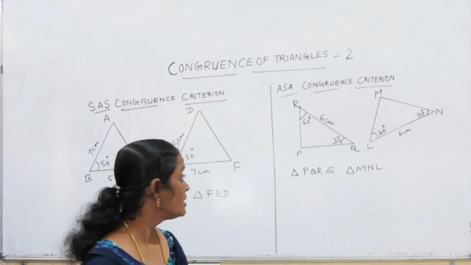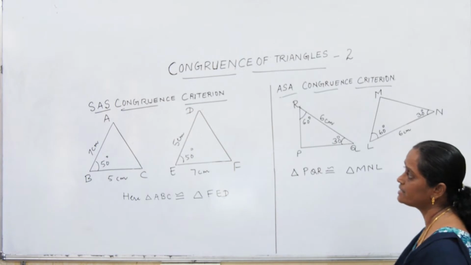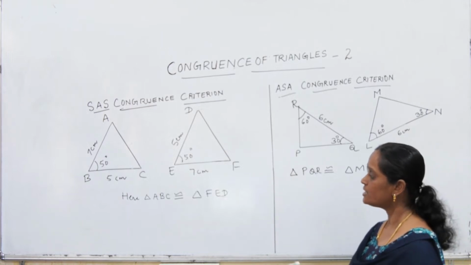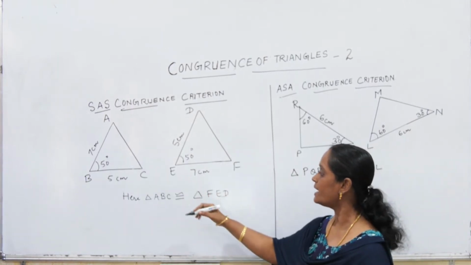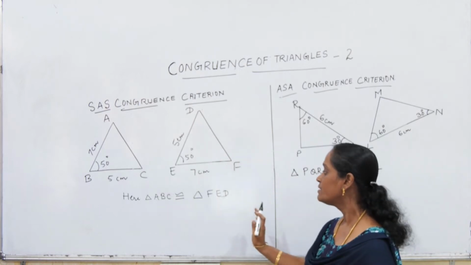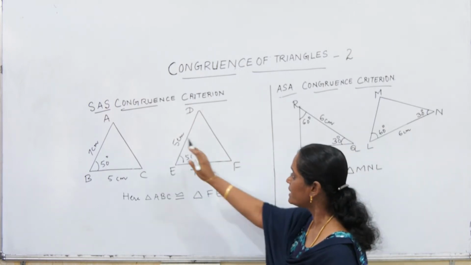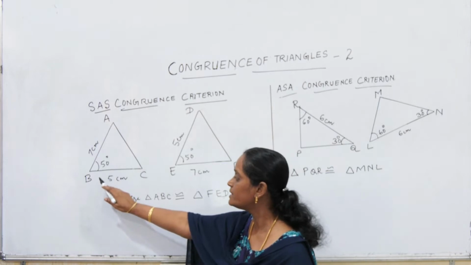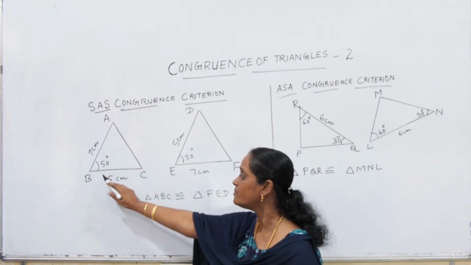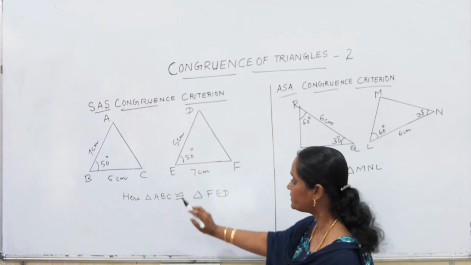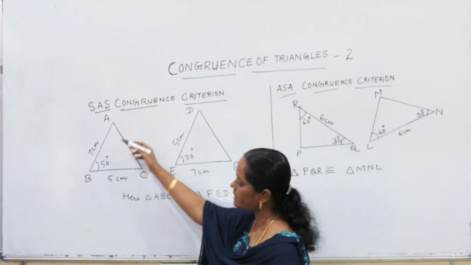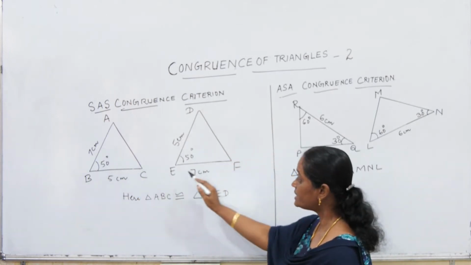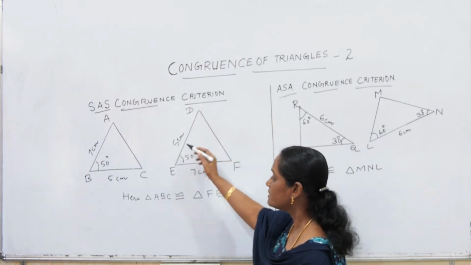The next one is SAS congruence criterion, that is side angle side congruence criteria for triangles. So here two triangles are there, ABC, and here it is FED. Here the measurements of angle A and D are not given. The measurement of angle B is given, it is 50 degree, and angle E is 50 degree. And two sides of triangle ABC are given, AB is 7 cm and BC is 5 cm. Here FE is 7 cm and DE is 5 cm.